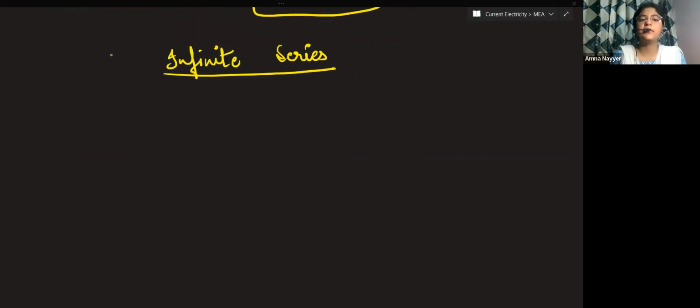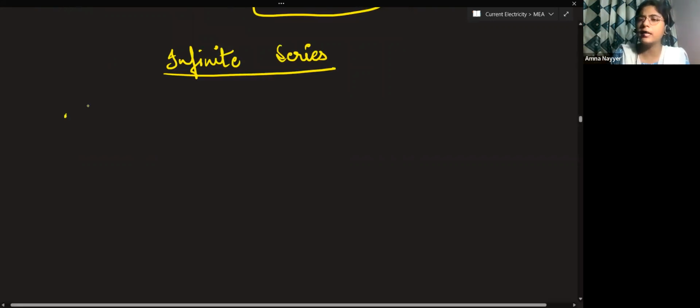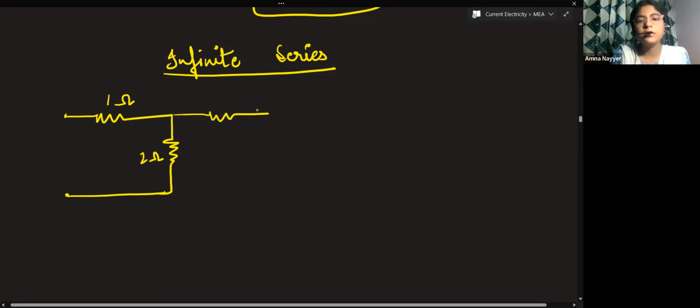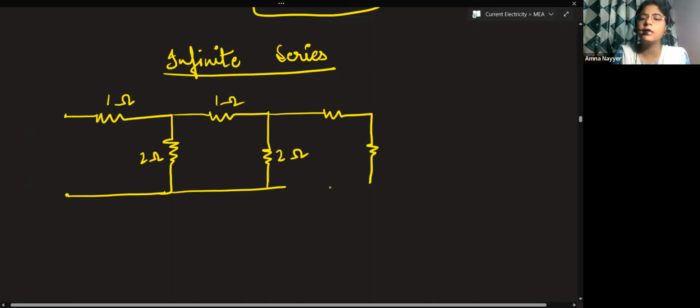Now, the case of infinite series. We cannot just directly do it without the help of an example, so let's take an example over here. Let's say this is 1 ohm, and here you will be having 2 ohms. Again, you will be having 1 ohm, 2 ohms, and all these will be connected till infinity.